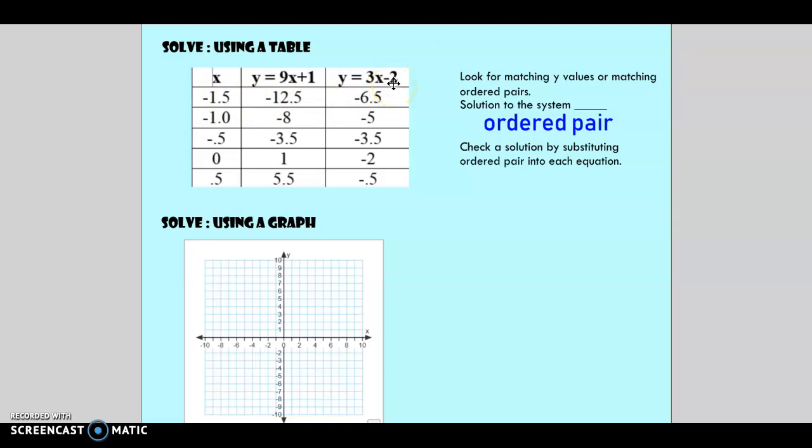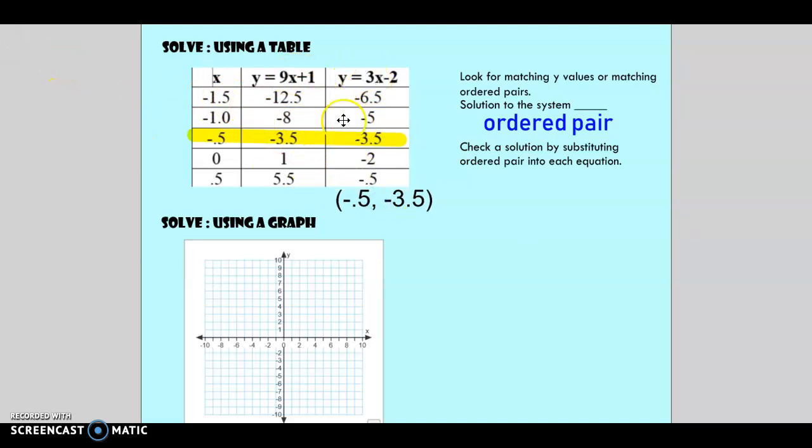So when I'm looking for a solution, I'm looking for the ordered pairs to be matching. If I notice I have negative 3.5 listed twice right through here, that would be the same y value at the same x value. So a solution to any system is an ordered pair, so our ordered pair here would be negative 0.5, negative 3.5, because that is the only place in the table where they have the same y values given the same x values. So that would be our solution to the first one.